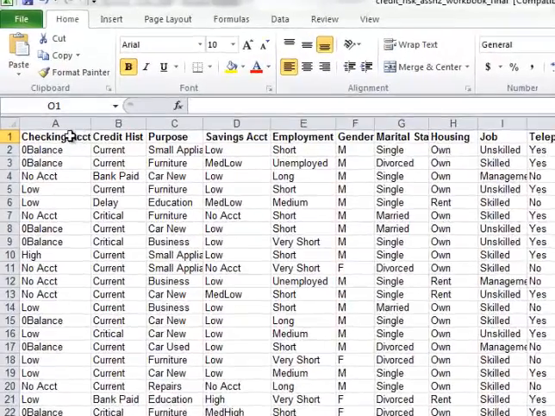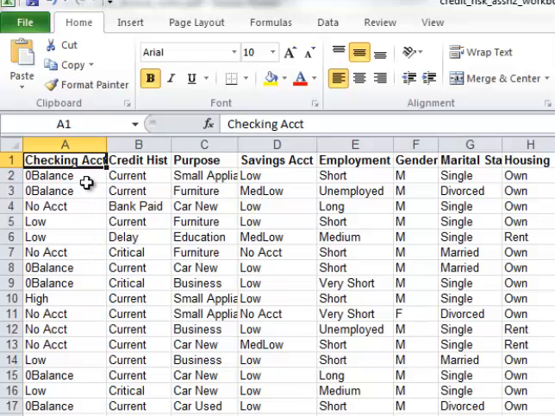So for example, we're given an independent variable of checking account. The data tells us, do they even have a checking account? This person has no checking account. Or no account, this person has no balance. So they have an account, but they have no money in it. These are all relative. We're not given a dollar amount. We're just told relative values.